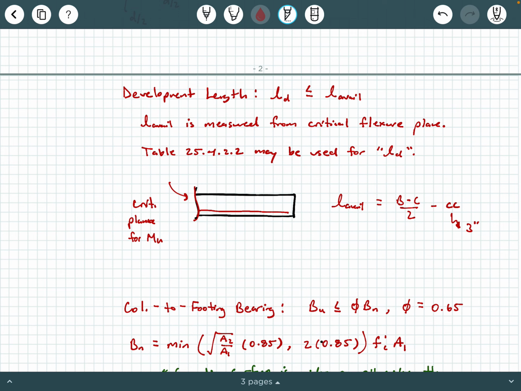Now remember that critical plane for MU might be different. It might not be at the face of the column if you have a steel column or you have a steel base plate or you have a masonry wall or column. So keep that in mind, okay?